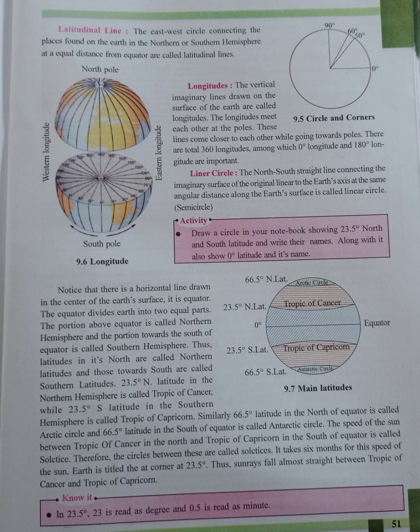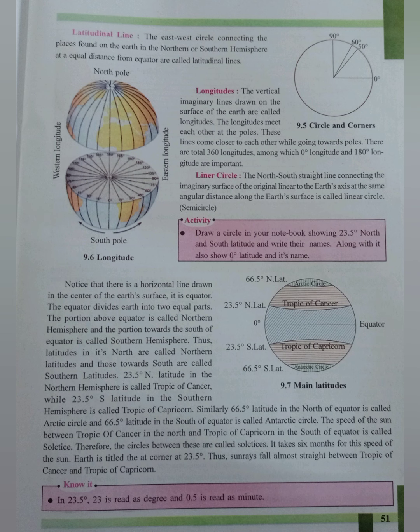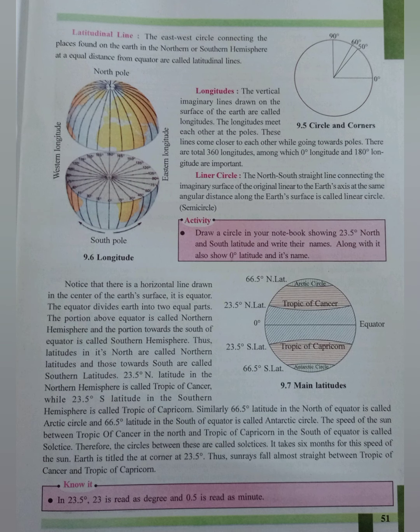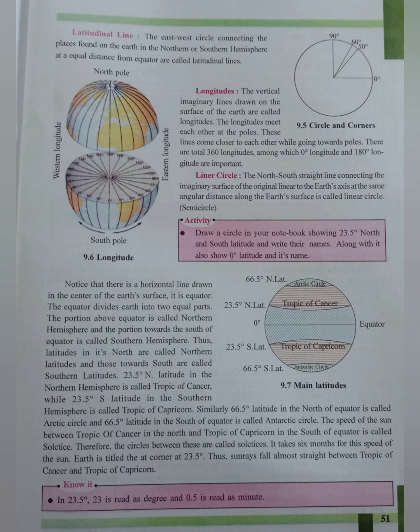Activity. Draw a circle in your notebook showing 23.5 degree north and south latitude and write their names. Along with it, also show 0 degree latitude and its name. Students, 23.5 degree north latitude is called the Tropic of Cancer and 23.5 degree south latitude is called the Tropic of Capricorn.